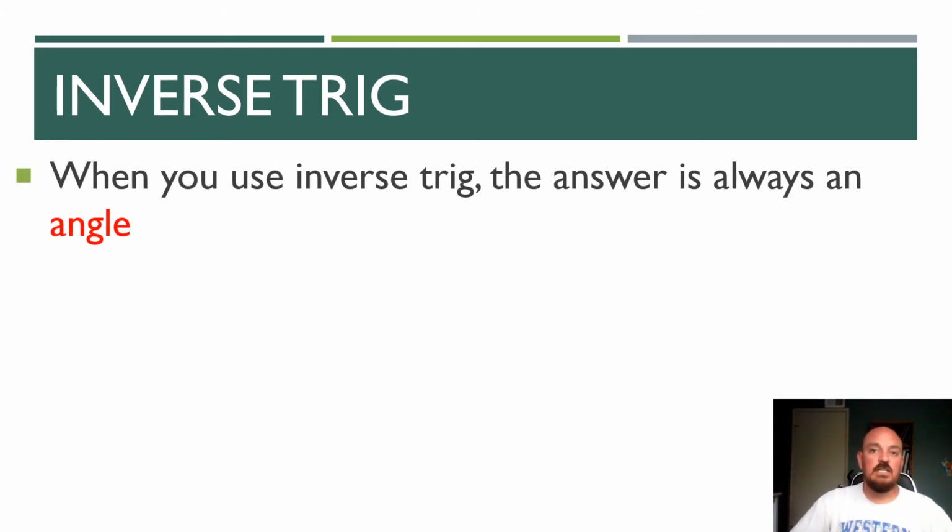The first thing I want you guys to recognize, when you use inverse trig, the answer is always going to be an angle, because it works the question backwards. In regular trig, you start with the angle. You do like tangent of 20 degrees, and you get a number. When you do inverse, it turns it back into an angle.